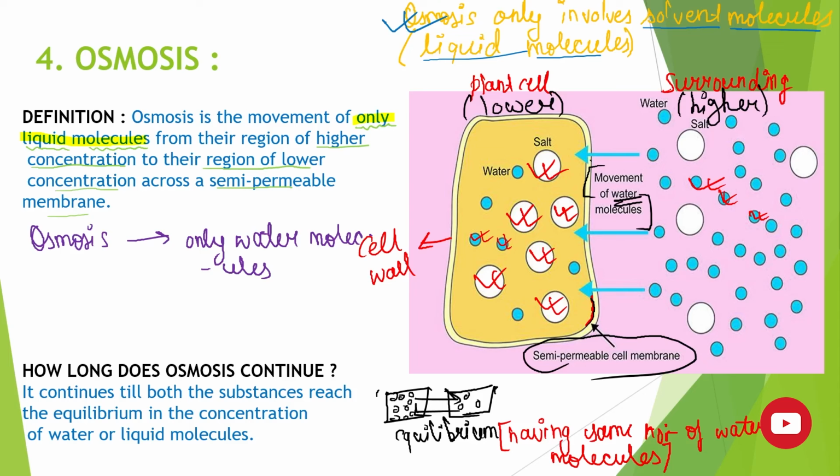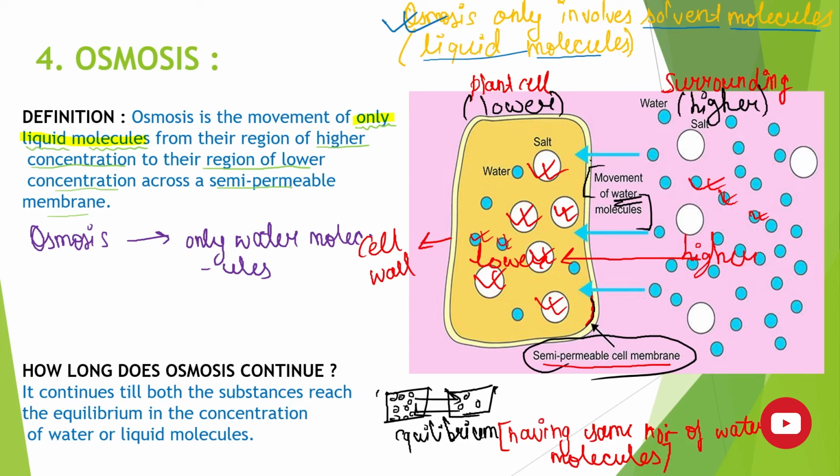Osmosis is a process in which transfer or movement of only liquid molecules takes place from the region of higher concentration to the region of lower concentration across a semi-permeable membrane. And the semi-permeable membrane is the plant cell membrane here. That was all about osmosis.